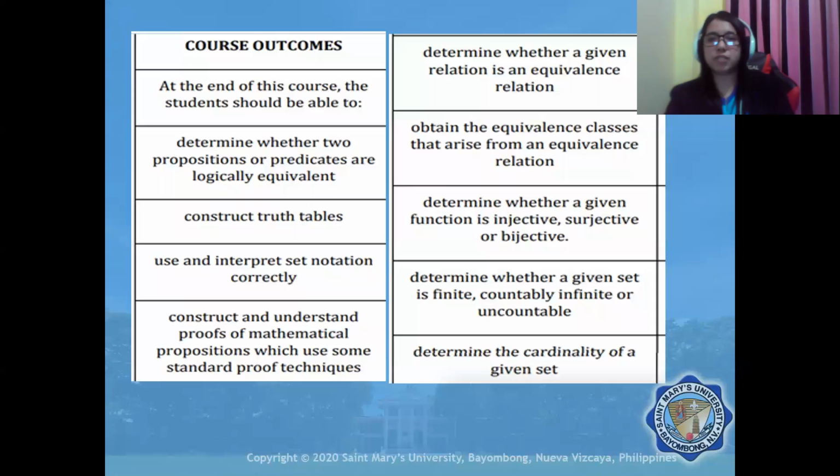For the learning outcomes or the course outcomes, you are expected to determine whether two propositions or predicates are logically equivalent, to construct truth tables, to use and interpret set notations correctly, construct and understand proofs of mathematical propositions which use some standard proof techniques, to determine whether a given relation is an equivalence relation, to obtain the equivalence classes that arise from an equivalence relation, to determine whether a given function is injective, surjective, or bijective, to determine whether a given set is finite, countably infinite, or uncountable, and to determine the cardinality of a given set.